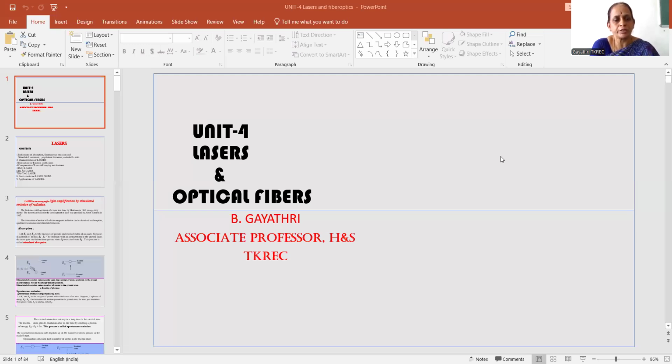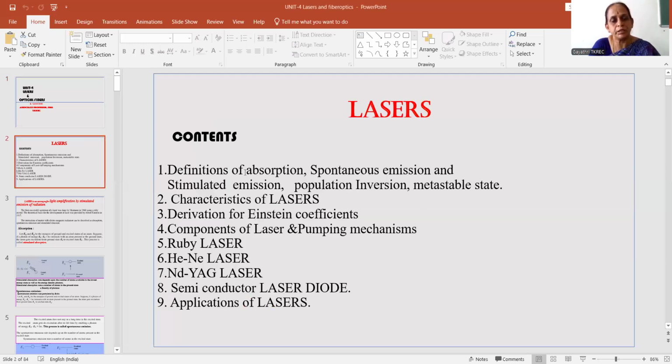Today, I am going to explain about laser topic, which is very important and a very interesting one. It has got so many applications in day-to-day life. Now, the main contents of this laser, which I am going to explain today, is the definition of absorption, spontaneous emission, stimulated emission, population inversion, metastable state.